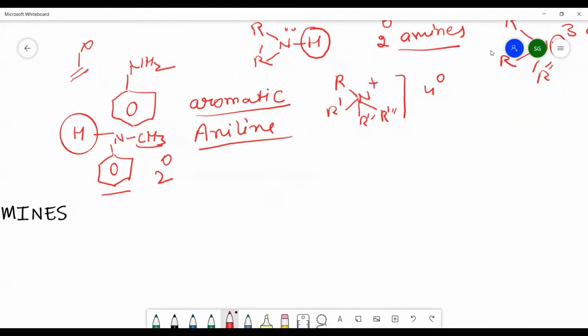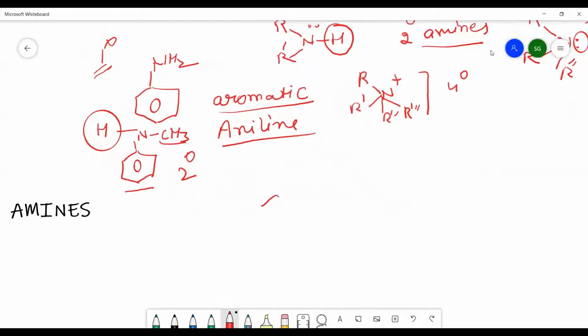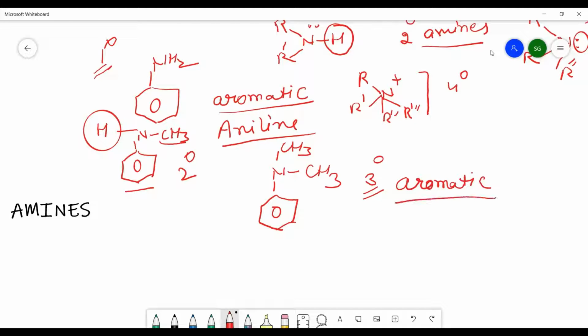Another one we can take is when both hydrogens are replaced by alkyl groups. So this is a tertiary aromatic amine. You can easily understand that whether aliphatic or aromatic, we have primary, secondary and tertiary amines. These aromatic amines are also known as aryl amines. The aryl group is present, so they are called aryl amines.